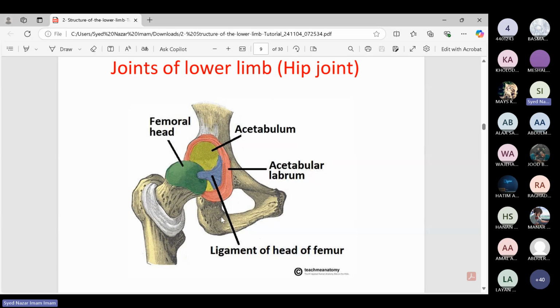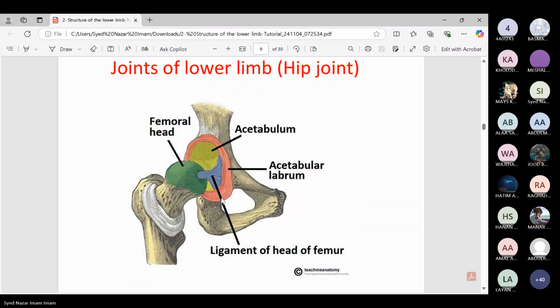So again, I told you that when you are reading the lower limbs, it's always a good idea to go back to upper limb. So hip joint is very much similar to your shoulder joint. So what kind of joint is this? This is a ball and socket joint, very much similar to your shoulder joint. So what is the socket? The socket is formed by the acetabulum of the hip bone, and the head is formed by the femoral head. So the femoral head is forming the ball, and the socket is formed by the acetabulum. So it's a ball and socket joint.